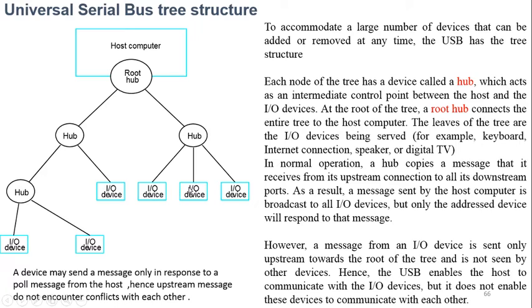That means no two IO devices associated with the host computer can communicate with each other using this Universal Serial Bus interface. Only an IO device connected with this standard can communicate with the host computer. So just remember this point: no two external devices connected to the USB standard can communicate with each other. Only an external device can communicate with the host computer using this Universal Serial Bus standard.